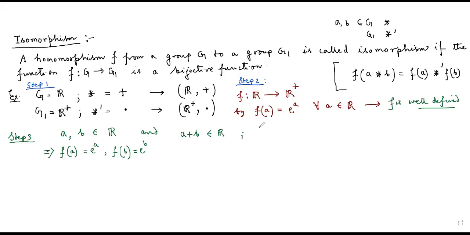We are now going to calculate f of A plus B. By definition of the function, we know it is e to the power A plus B, and then this can be expressed as the product of two numbers. One is e to the power A and another is e to the power B, and then we can write it as f(A) into f(B).